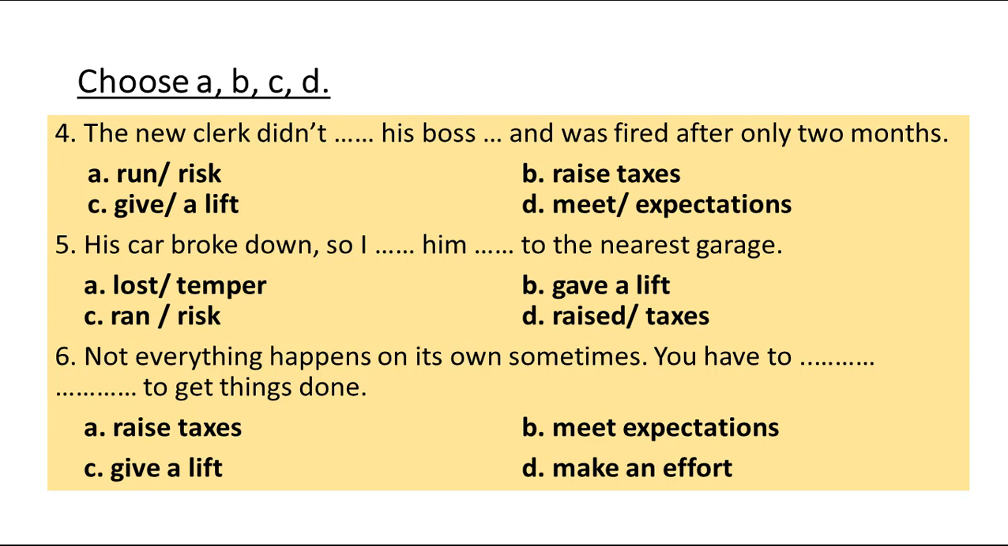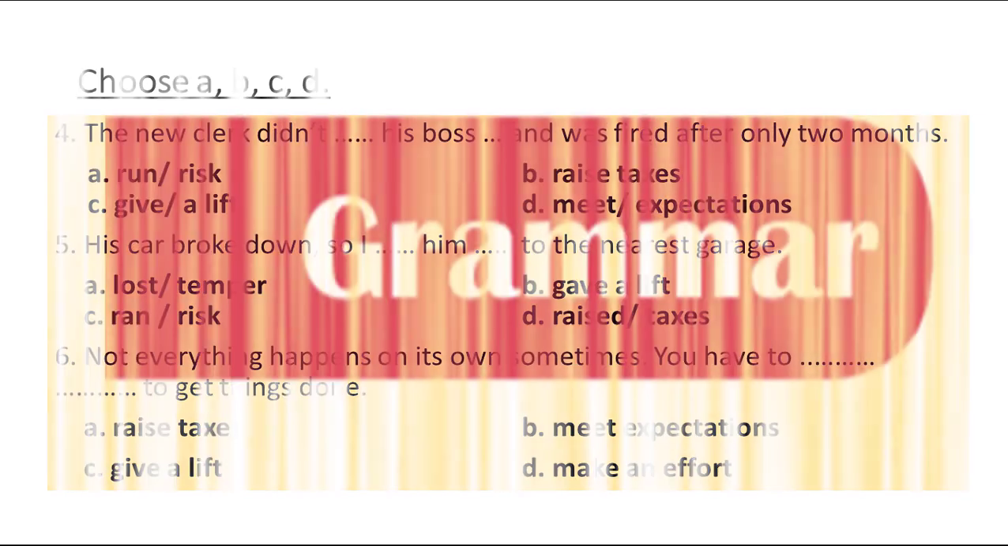Not everything happens on its own sometimes. You have to. The correct answer is D. You have to make an effort to get things done. So, you will try your best to achieve what you want or seek.